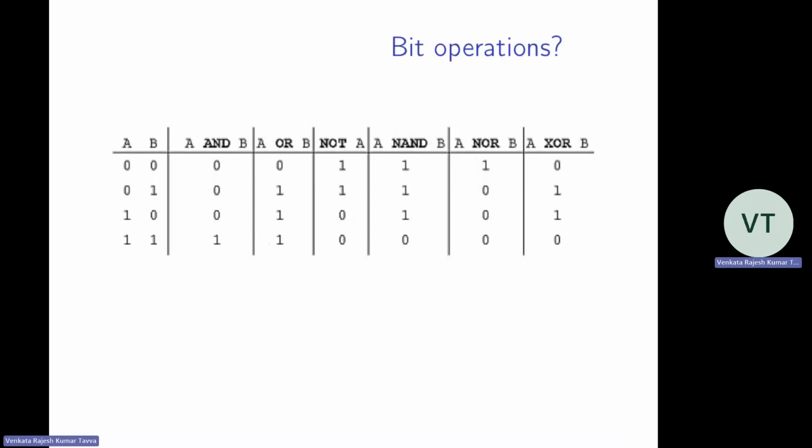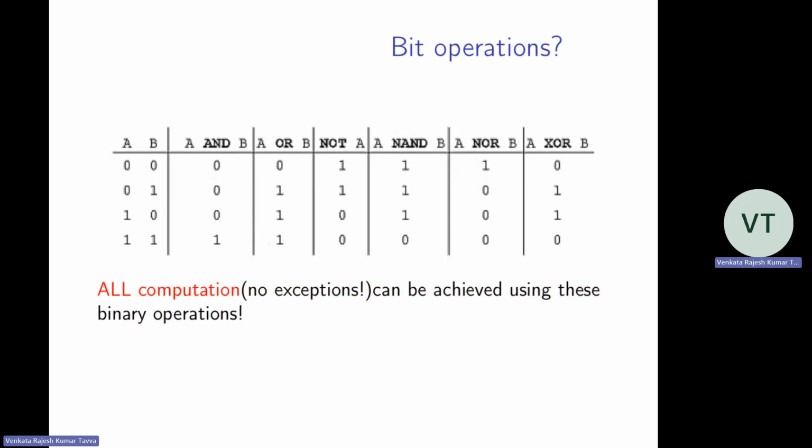All operations which we discussed so far, all processing, all examples which we discussed so far, all of them will finally be reduced to these bit operations. That's it. All computation, no exceptions, can be achieved using these binary operations. No matter how complex your computation is, no matter how many days or months or years your code will run, how complex your processing is, all of them are finally converted to these bit operations only. At the low level, this is what is happening.